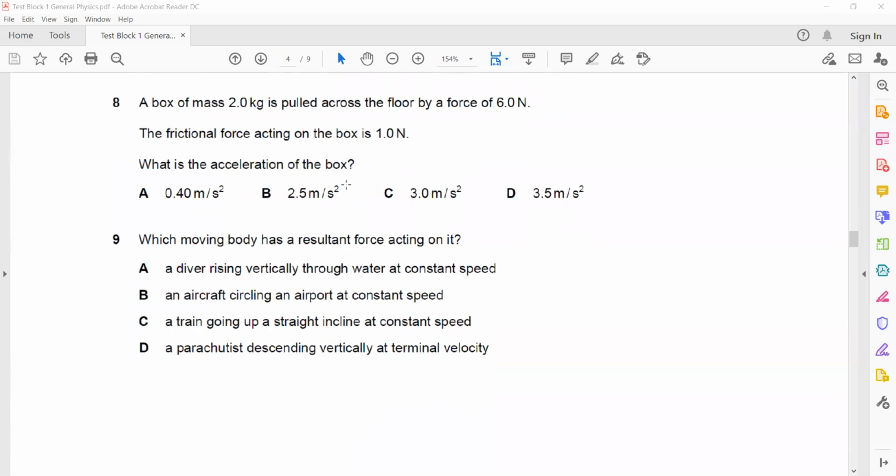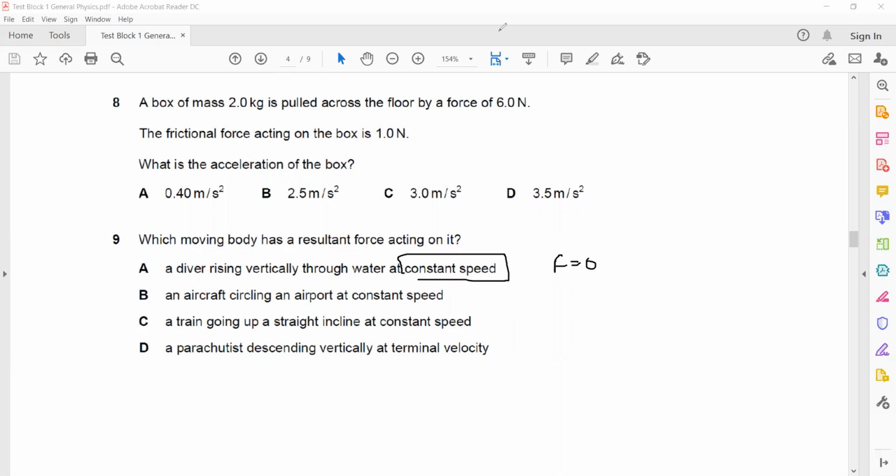Which moving body has a resultant force? Resultant force can change the direction, can stop a moving object, can change the speed of an object. So a diver rising vertically at a constant speed, so resultant force will be 0. Aircraft circling in an airport at a constant speed.